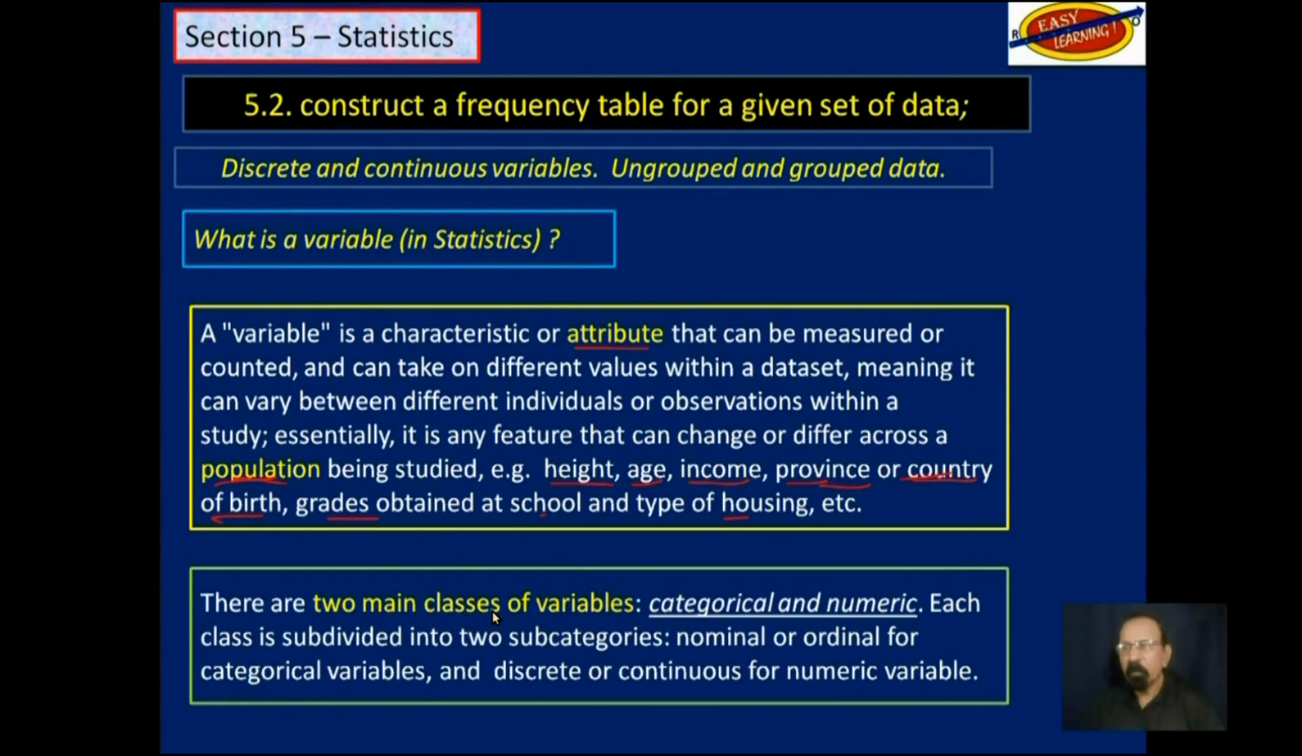Now, there are two main classes of variables. You don't have to know all of these for CSEC, but I will just explain them to you briefly and then concentrate on the one that we do need to know. There are categorical and numeric variables. Categorical itself is divided into nominal and ordinal, and numeric is divided into discrete and continuous. We will briefly look at these and then concentrate on the one that we really need for this objective.